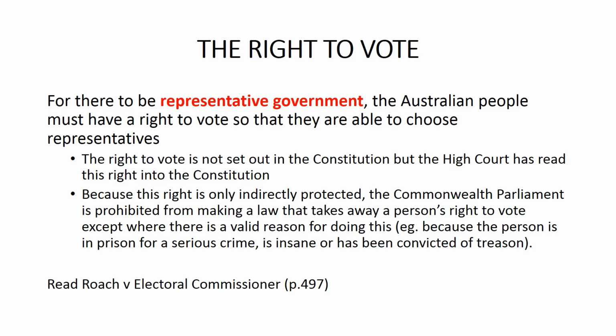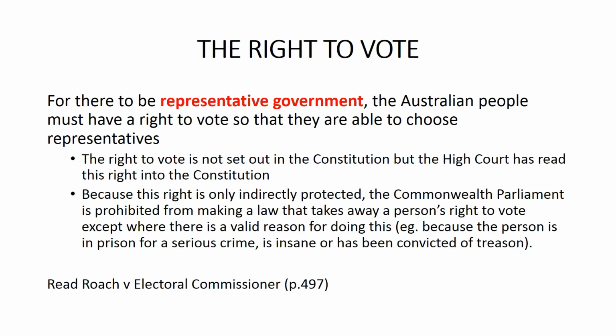If we were in a Bill of Rights country, then the Bill of Rights might well say that everyone has the right to vote, at least if you're 18 or over and an Australian citizen. However, we do not have a Bill of Rights, and our right to vote is only indirectly protected. What the High Court has said is that the requirement for representative government means that the Commonwealth Parliament cannot make a law, that is, they're prohibited from making a law, that takes away a person's right to vote.